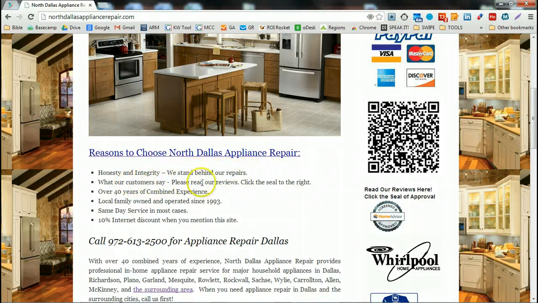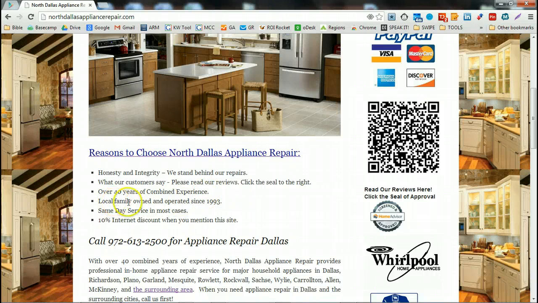The other thing, "what our customers say, please read our reviews." Again, you're asking the website visitor to do way too much. So I would just get rid of that bullet right there. "Over 40 years of combined experience." What does that mean to the customer, though? Because 40 years experience is about you. It's not about them. So to me, 40 years experience would really be that sense of safety, that sense of security, that sense of trust. And so, I would make it really benefit focused and really customer focused instead of company focused.